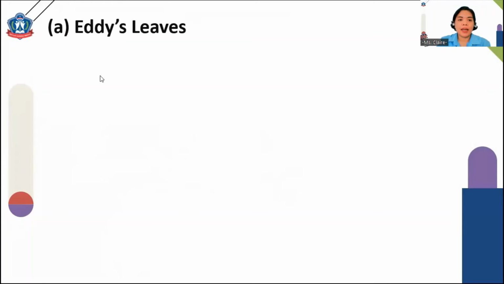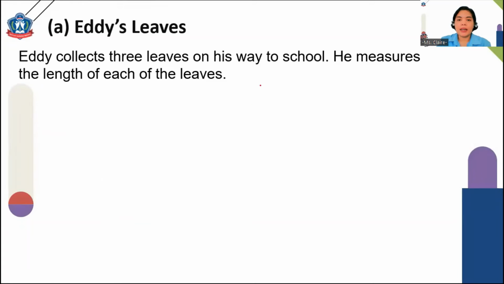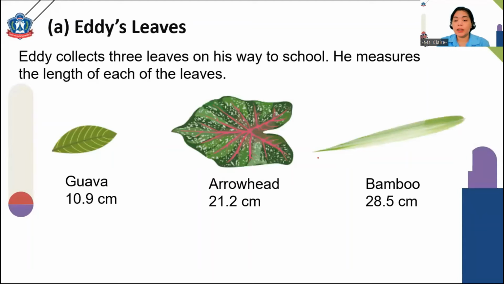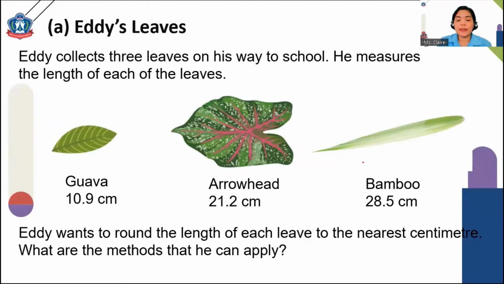I have here Eddie's leaves. I have here three kinds of leaf. The guava, which is 10.9 centimeters. The arrowhead leaf that measures 21.2 centimeters. And a bamboo leaf, whose measurement is 28.5 centimeters. Eddie wants to round the length of each leaf to the nearest centimeter. What are the methods that he can apply?